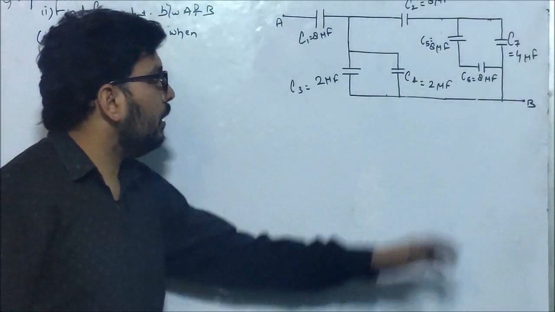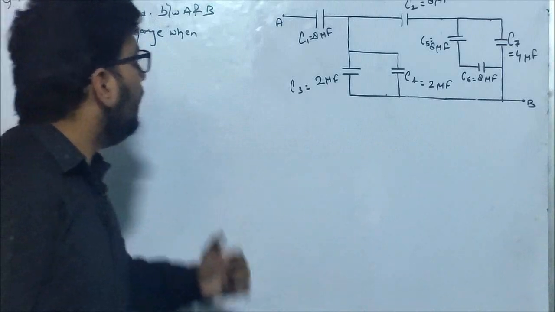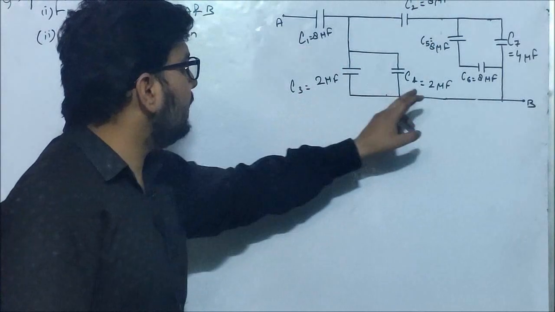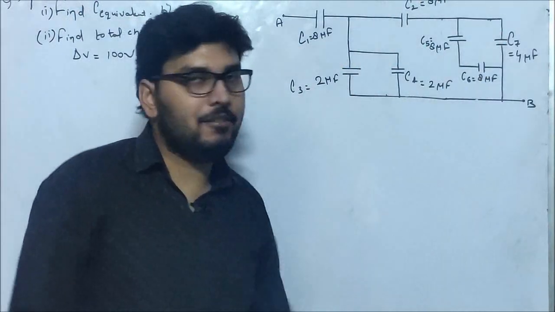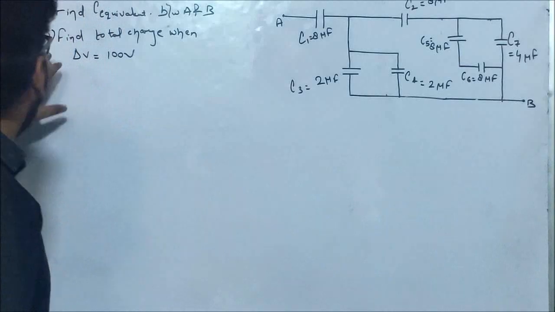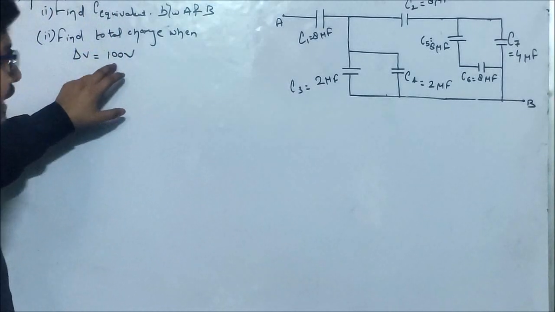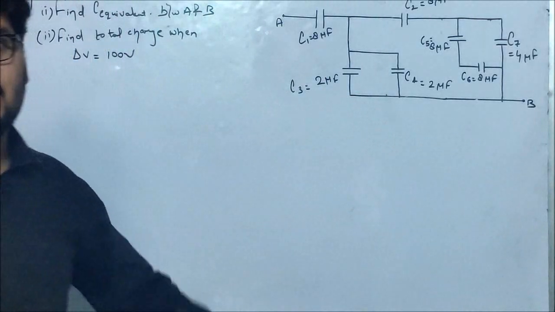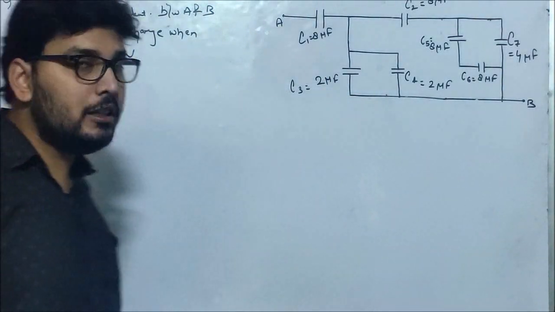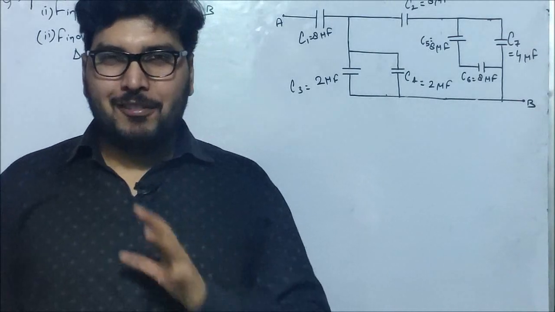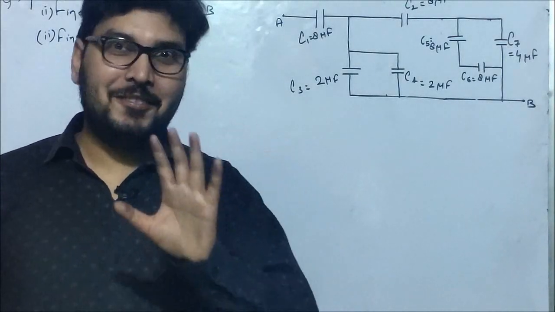यह क्वेश्चन है आपके पास, एक कॉम्प्लेक्स सर्किट है जिसमें ये C1 है 8 माइक्रोफैरेड, C2, C3, C4, C5, C6, C7. आपको नेट कैपेसिटेंस निकालना है between A and B, and you are given voltage is equal to 100 volt. मतलब A और B के जो बीच का वोल्टेज है, that is 100 volt. You are going to calculate the charge. तो सबसे पहले फास्ट फॉरवर्ड सॉल्यूशन देखते हैं इस क्वेश्चन का, मजा आएगा.